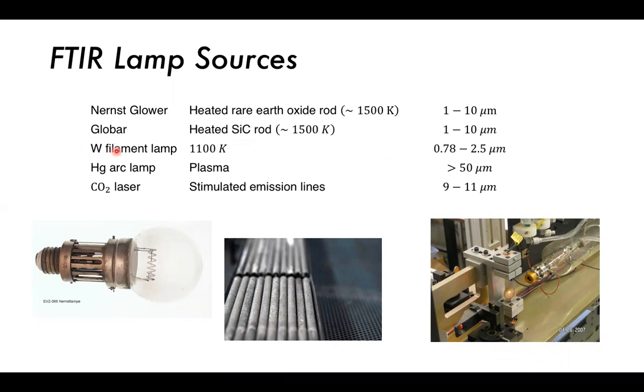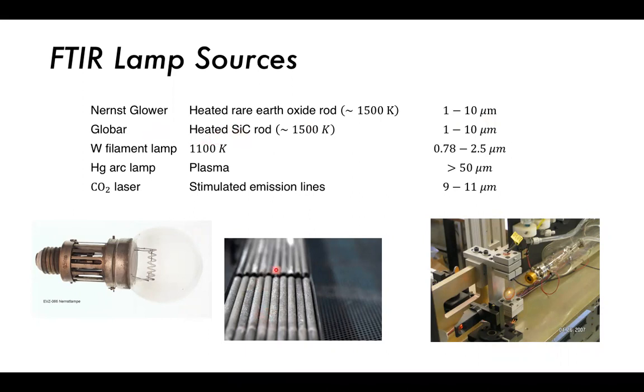There are others available, such as this Nernst glower, which is a heated rare earth oxide rod, which can reach temperatures of about 1500 degrees Kelvin. But since that is contained within the spectrometer, we don't need to worry too much about that, so long as we handle the spectrometer correctly. We can see that it produces a broad range of wavelengths, going all the way through from the mid to the far IR.